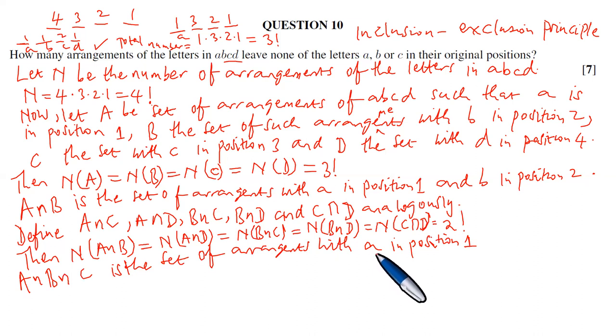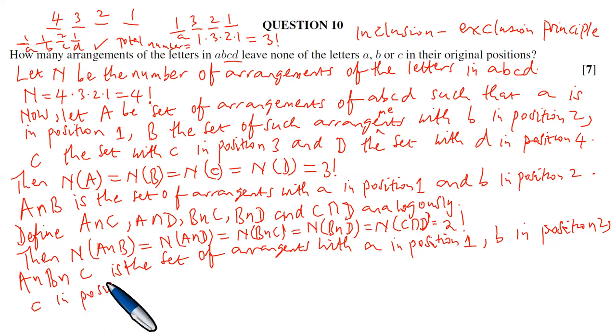So we have A, B, and C: A is the set of arrangements with A in position one, B is the set with B in position two, and C is the set with C in position three. This is nothing new. The fact that A is in position 1, B is in position 2 in the set B, and C is in position 3 in the set C is how we actually defined the sets at the beginning.